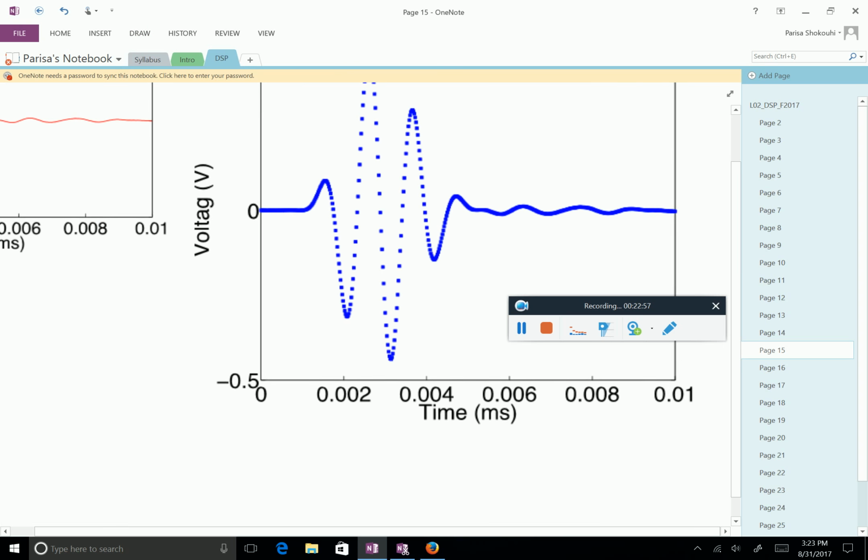One very important parameter is the distance between two neighboring points. I guess you all agree that this is just dotted. But the distance between two neighboring points, which is very hard to plot here, we call this dt, and I call this the sampling interval.